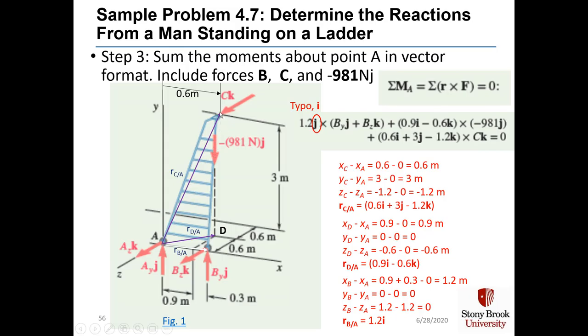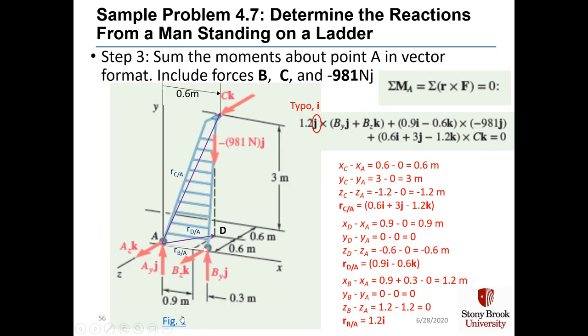X sub C is the X component for point 2, and that's 0.6, and X sub A is 0, so 0.6 minus 0 is 0.6. Go through the Y and Z calculations, and R of C slash A is equal to 0.6i plus 3j minus 1.2k. I've also sketched in the vector R of D slash A, which connects point A, where we're taking the moment around, and puts the tip at point D, where our negative 981 newton force in j goes through. So X D minus X A is 0.9 minus 0, because point D has an X value of 0.9 and point A has an X value of 0.